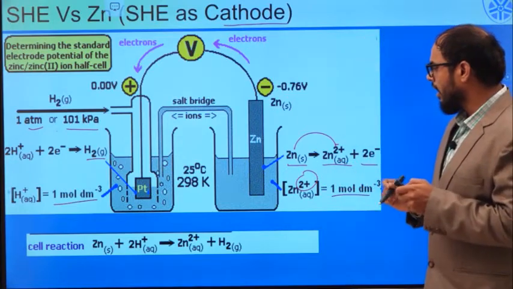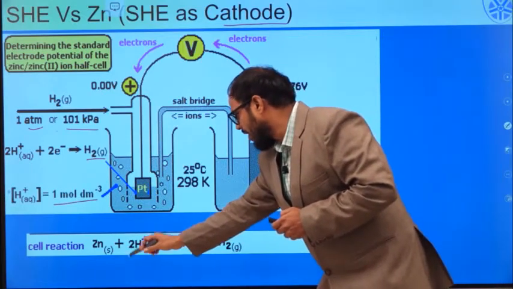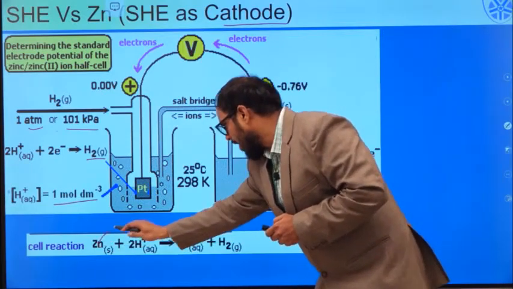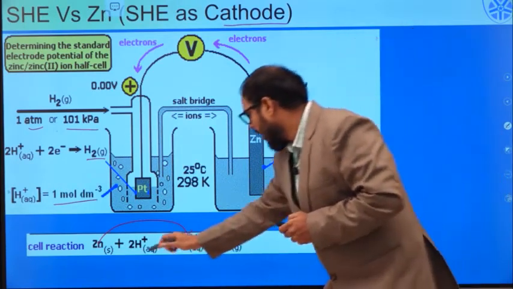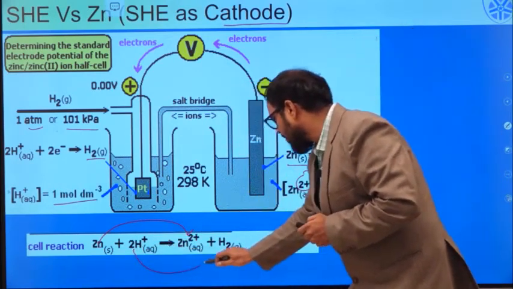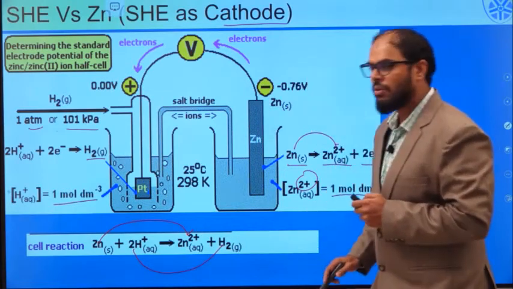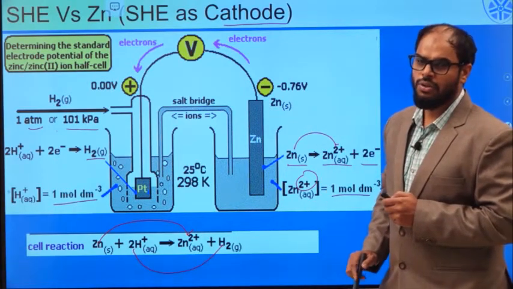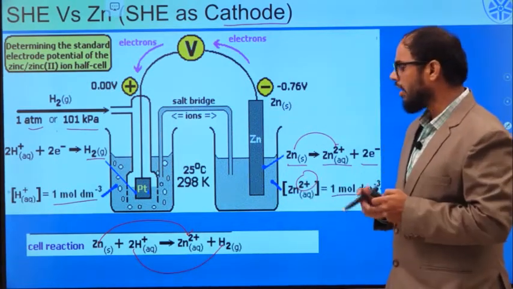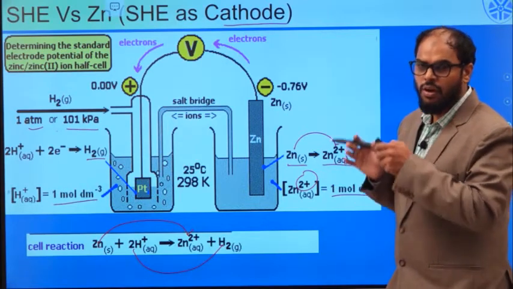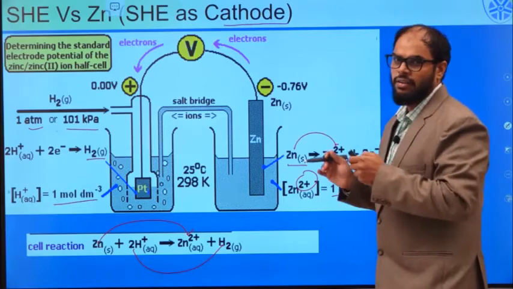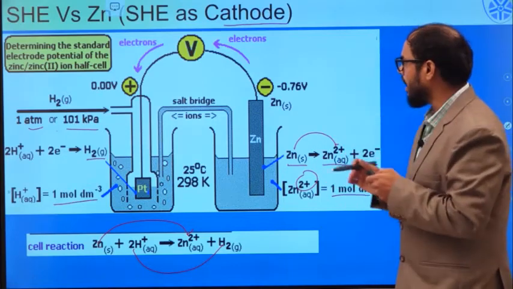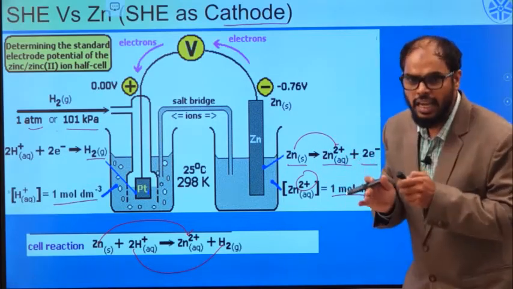I can say that this is the following cell reaction, where Zn is undergoing oxidation to form Zn plus 2, and H plus ions in the aqueous medium are converted to H2 gas. So, this is the way the reduction reaction can be written. So, we have a redox reaction whenever the SHE is connected to zinc, where SHE is acting as a cathode and zinc is acting as an anode.